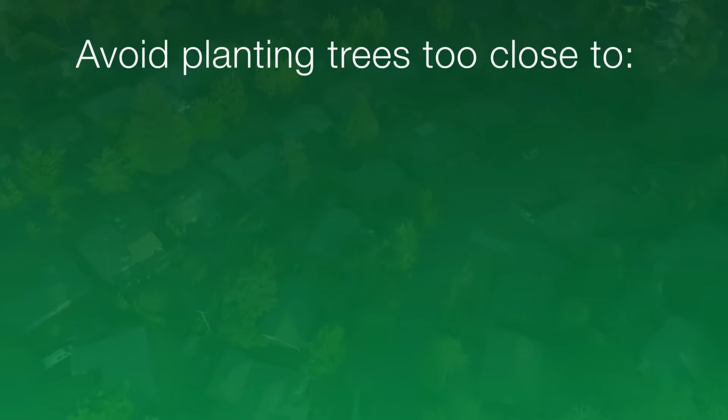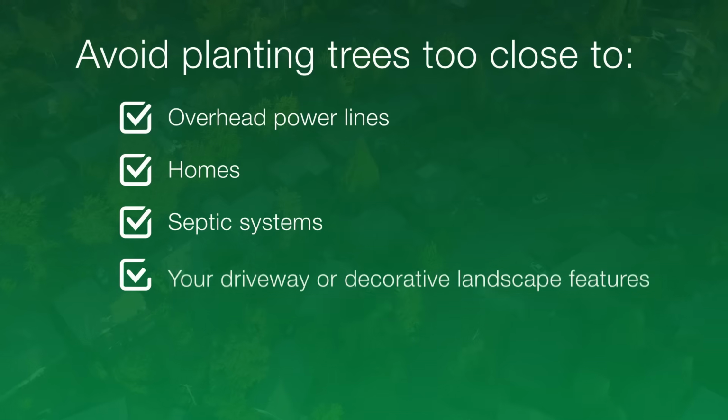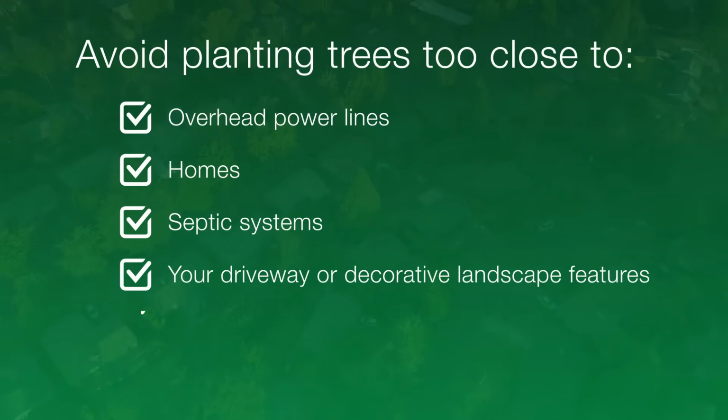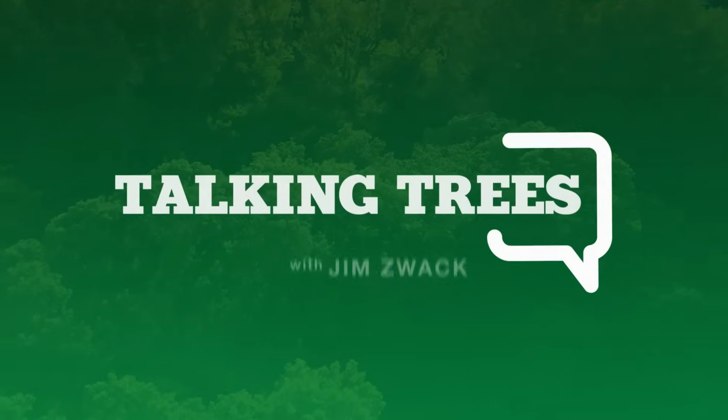Avoid planting trees too close to overhead power lines, homes, septic systems, your driveway or decorative landscape features, underground utility lines, and other trees. As you can see, it pays to spend quite a bit of time talking about right tree and right place before we ever get to planting. That investment will pay off in helping your new tree thrive. So now, let's talk about the right way to plant a tree.